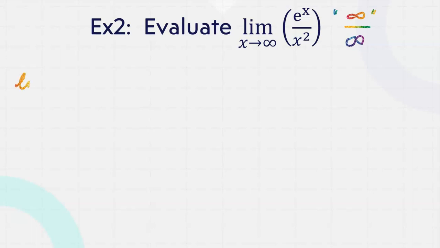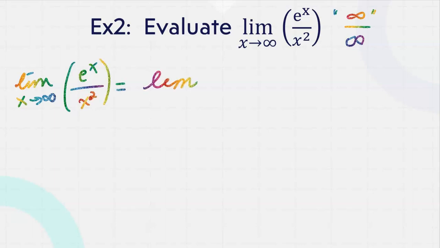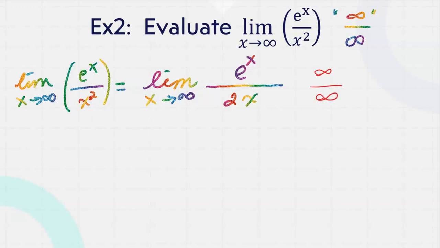So the limit as x goes to infinity of e to the x over x squared is going to equal the limit as x goes to infinity of the derivative of e to the x, which is e to the x, over the derivative of x squared, which is 2x. And when you get to here, you see that as x goes to infinity, the numerator goes to infinity and the denominator goes to infinity.